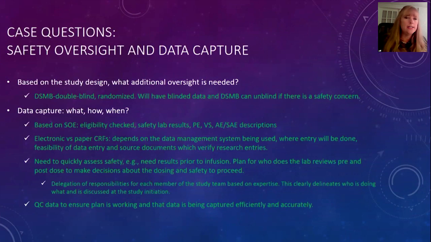Then last but not least, once the data are captured in whichever system you have chosen, you have to ensure that the plan is working and that data are being captured efficiently and accurately. As a study investigator, it is your responsibility to ensure that the study team is doing their job, and there should be checks in the system and in the site operations themselves to make sure you are sticking to the protocol specifications. In this case, since infusion happens 5 days in a row, there should be sufficient quality checks during that time to ensure adverse events are assessed quickly.